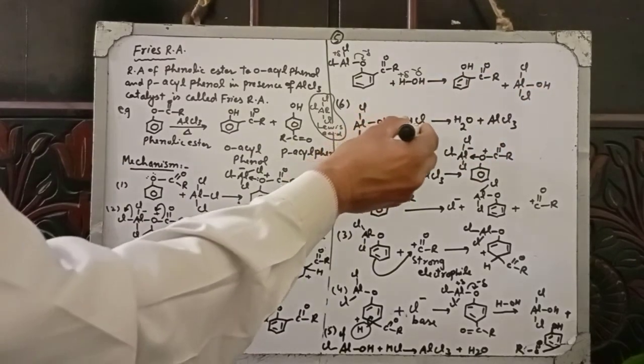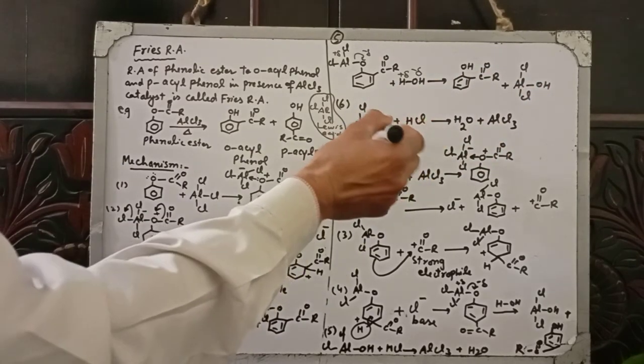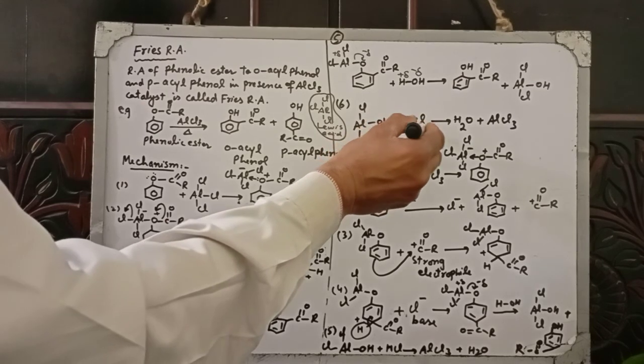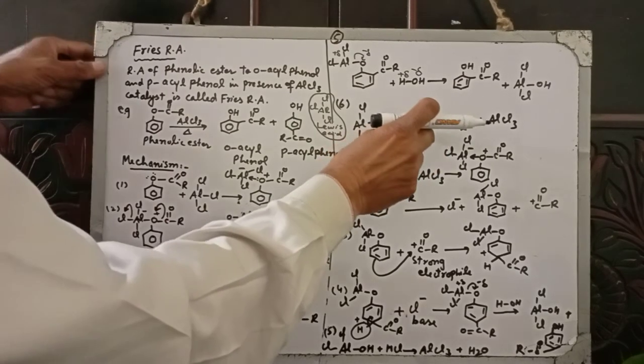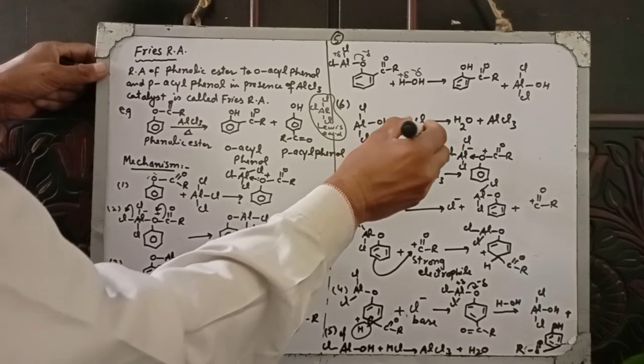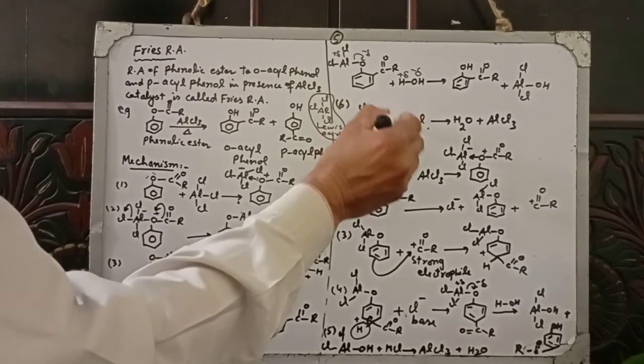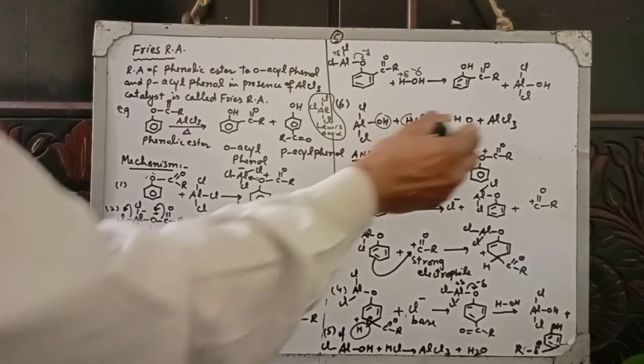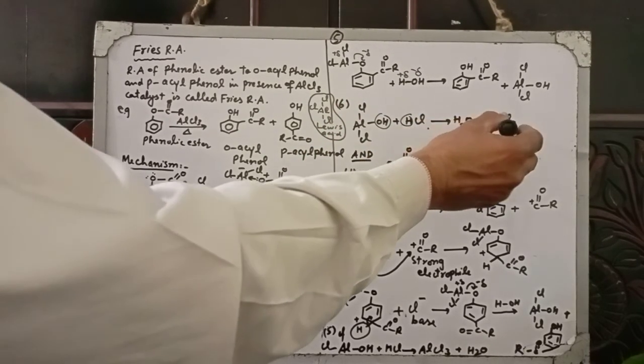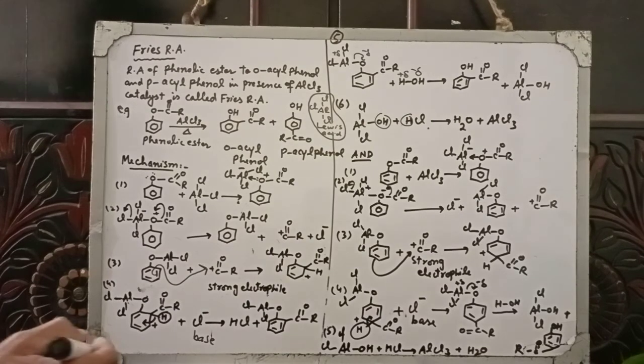Aluminium hydroxide chloride is a base and reacts with HCl, which is an acid. The OH and H will combine with each other. HCl provides the H, and the aluminium compound provides the OH. So they will react, H2O is formed, and the AlCl3 catalyst is regenerated.